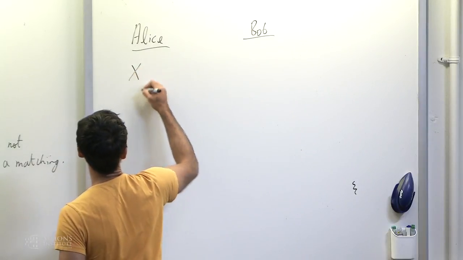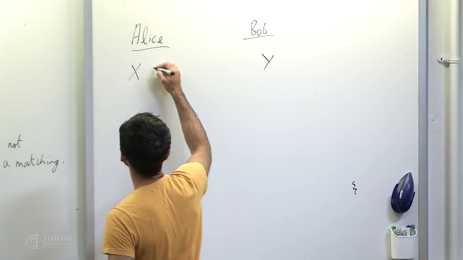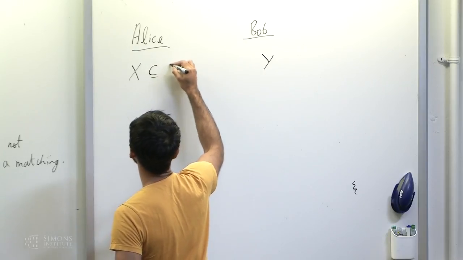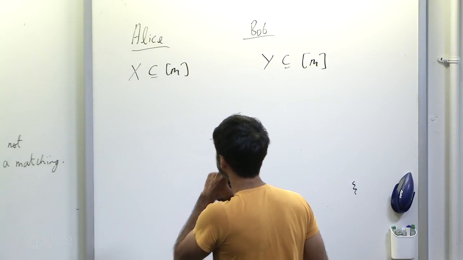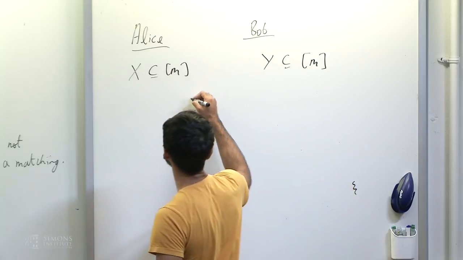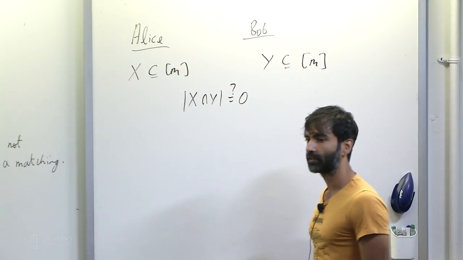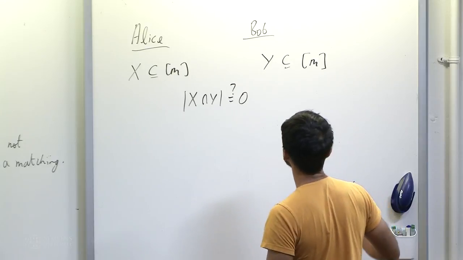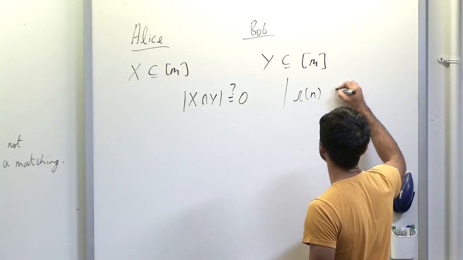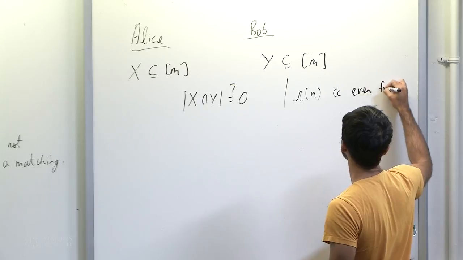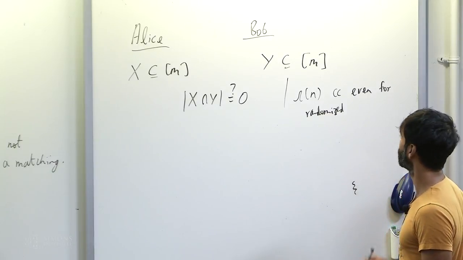So say Alice and Bob have sets x and y, and they come from some universe [n]. They want to know: are these sets disjoint or not? That's the question they want to solve. And we know that this requires omega n communication, even for randomized protocols. This is perhaps one of the most important results in communication complexity.